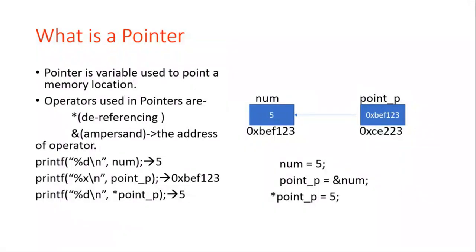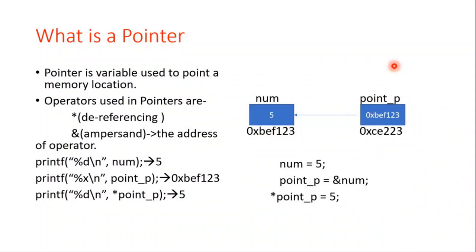Here we can see this is a variable num and this is ptr p, which is a pointer variable, because it is pointing to another variable and it holds the address of a variable. The address of the num variable is 0xbef123 and it holds the address of this variable.